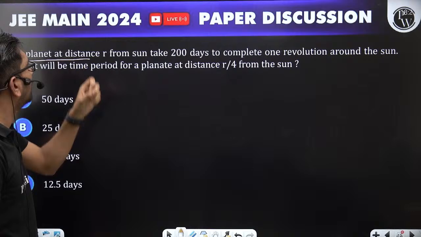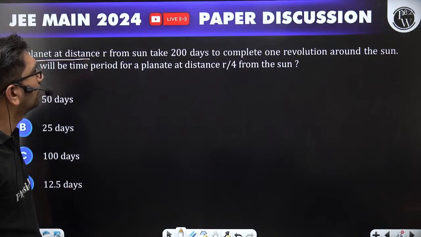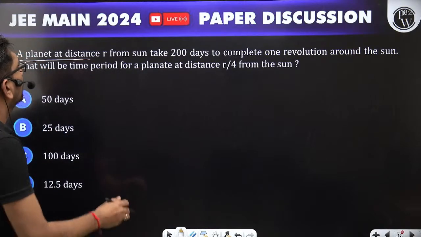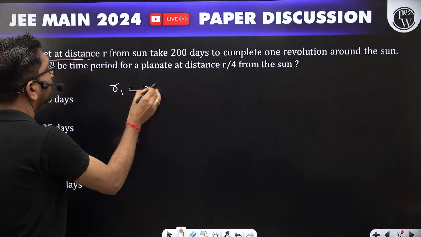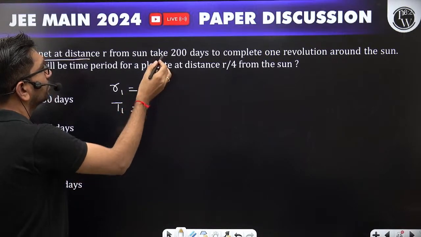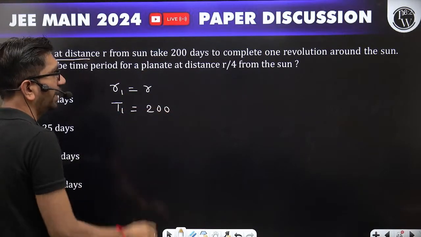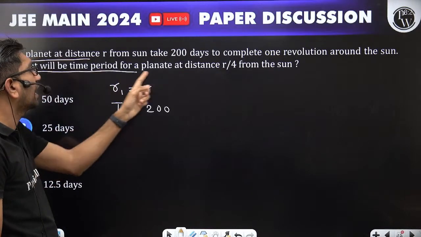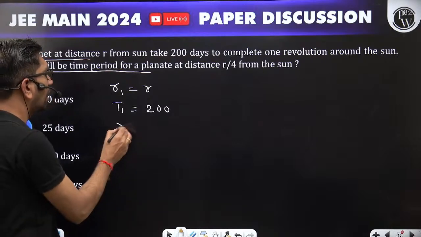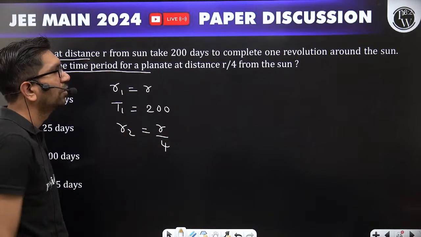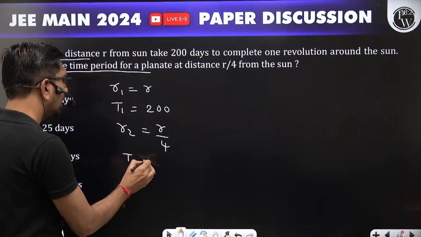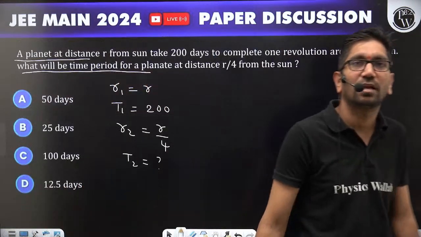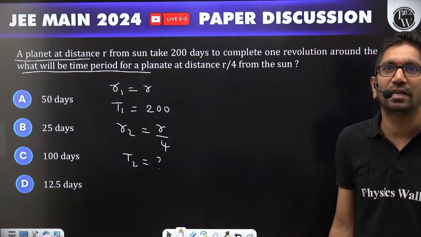A planet at a distance from the sun takes 200 days to complete one revolution, okay. So he has given R1 as R, and the time period around the sun as 200 days. What will be the time period for a planet at a distance R2, which he has given as R by 4, from the sun? So he is asking for the T2 value, okay. This is a question from gravitation, yes, Kepler's law. The topic is Kepler's law.